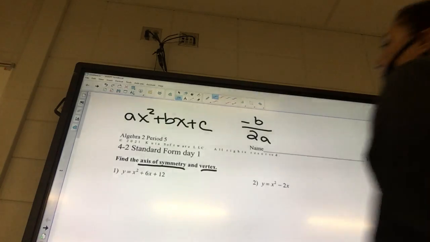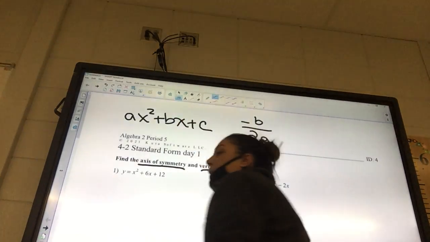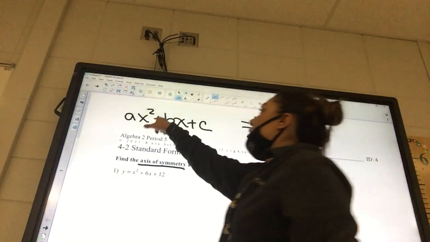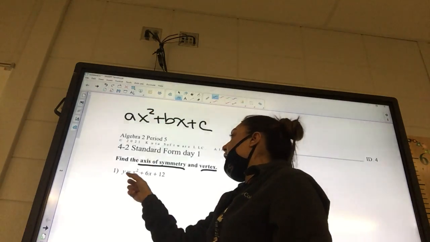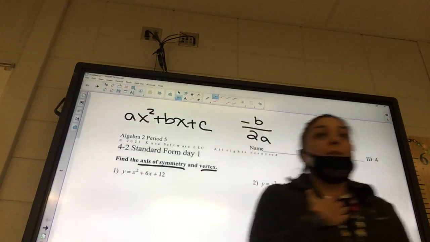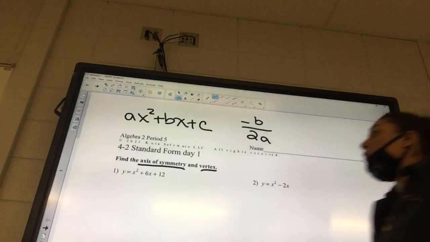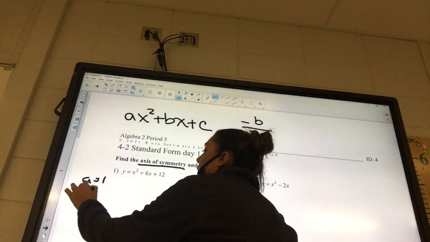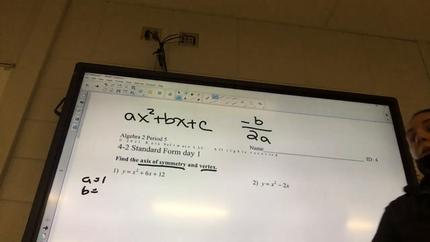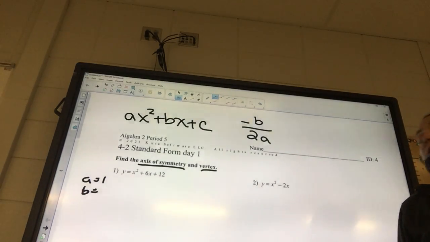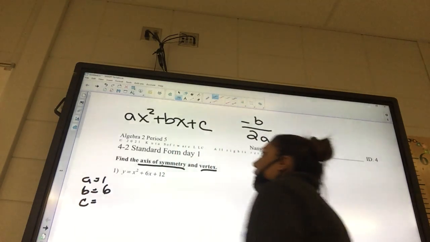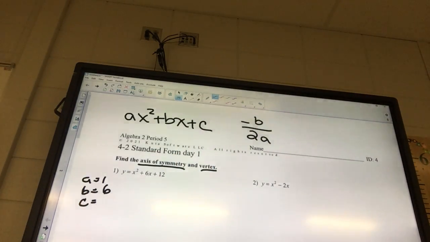Okay, so the very first thing we need to do is look at this and figure out what A, B, and C is. Okay, and given our form, whatever is with the x squared is going to be the A. In this case, there is no A there, so what is it? So 1. Okay, so we know from this that A is going to equal 1. What is our B? It's going to be the thing with the x term. Okay, what's B? 6. Okay, and C is going to be, what's C? 12.